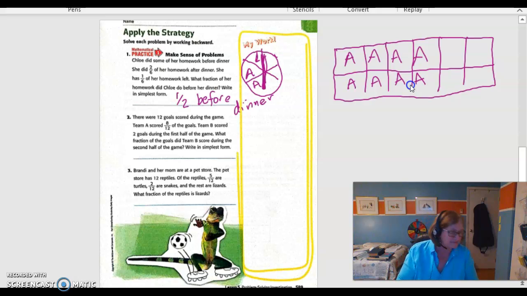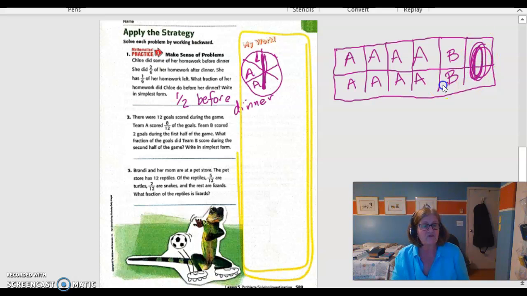Okay. Next, it states here, I got to look at my book here because I can't read from the screen. Team B scored 2 goals during the first half of the game. What fraction of the goals did Team B score during the second half? Well, if they scored 2 goals, each of these would be 1/12. So Team B scored here and here. But the question was, what fraction of the goals did they score in the second half? So what fraction would this be? That would be 2/12.